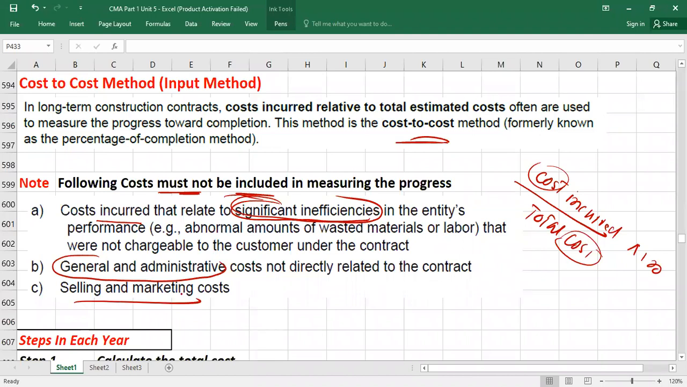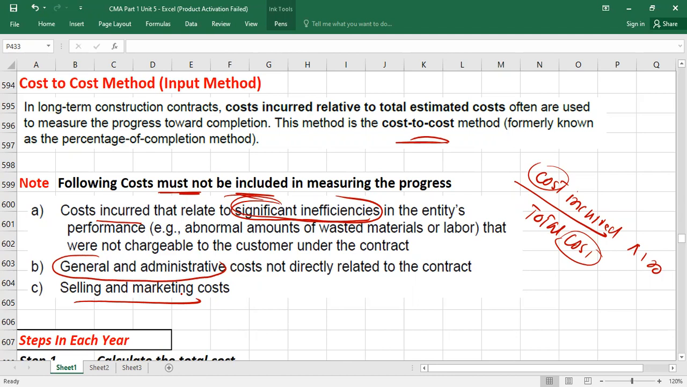And then selling and marketing cost, because when you include marketing and selling cost, you are not advertising one specific project. We assume this selling and marketing cost is for your entire company, for all projects, not for one specific project. So on this ground, we will not include these costs in the percentage of completion. So which three costs did I tell you? Significant inefficiencies. What is the alternative name for significant inefficiencies? Abnormal loss. General and administration cost, and selling and marketing cost.